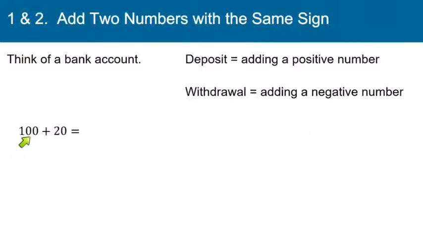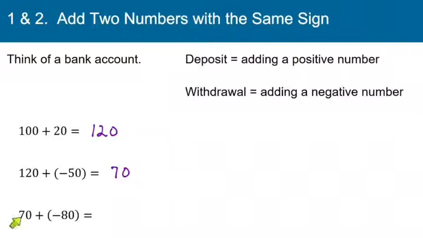Now, let's suppose we start with a $100 balance and we make a $20 deposit. In the real world, if you have $100 and you make a $20 deposit, you're going to end up with $120 in your account. Now let's take that $120 and make a $50 withdrawal. That's going to be like saying 120 plus negative 50. You know that a $50 withdrawal is going to leave you with $70.